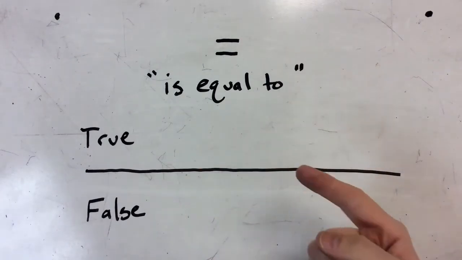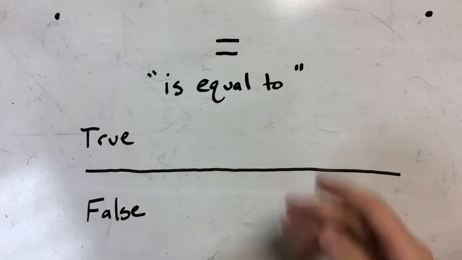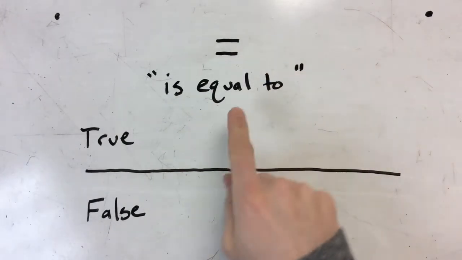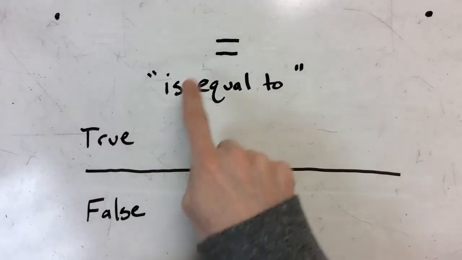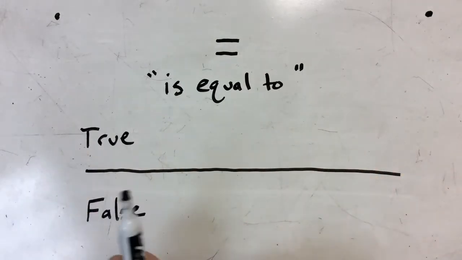Hi guys, today we're going to learn two new symbols, but in order to understand them, we're going to look at three symbols we already know. The first symbol is this symbol, and this is read, is equal to. Now, you can make sentences with this symbol that can be true, and you can also make sentences that could be false. Let me show an example.